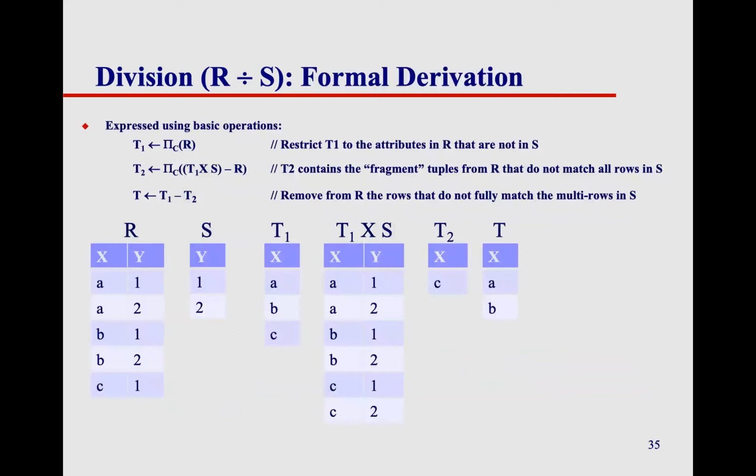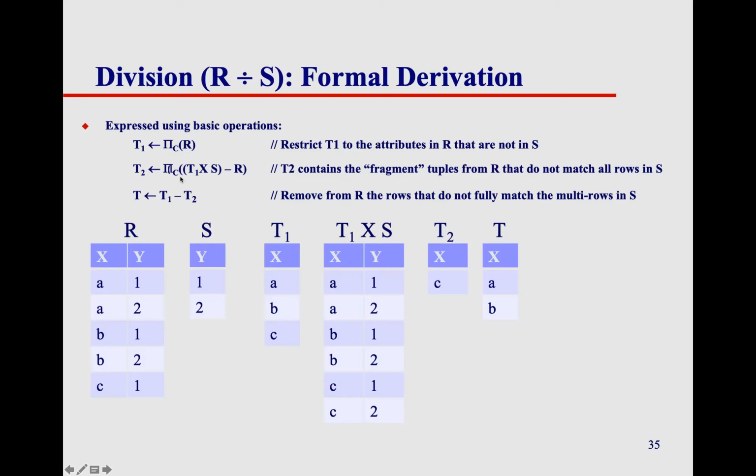Okay, so here's the formal derivation. It's the hardest one. So we first form a set T1 by selecting out the rows in R and projecting them on the C column. So this gives us all possible results. So for example, this might give us all tourists that have visited a park in Tennessee. Now, what we want to do is remove from this list any visitor that has not visited all the parks in Tennessee.